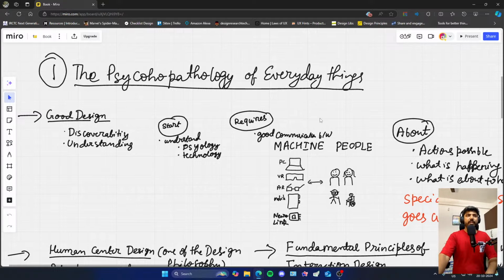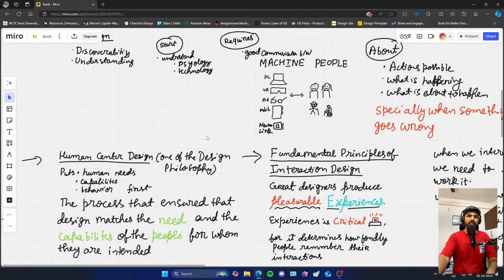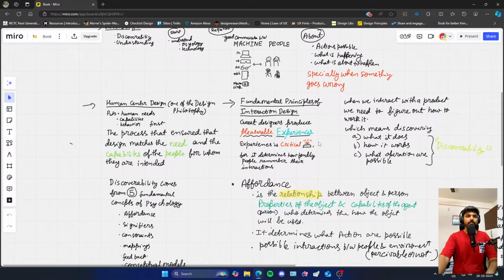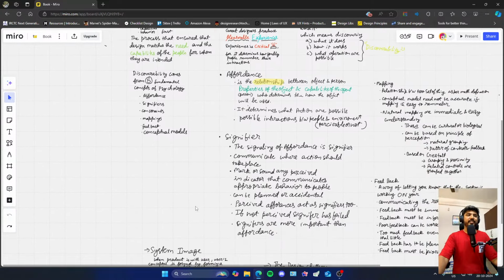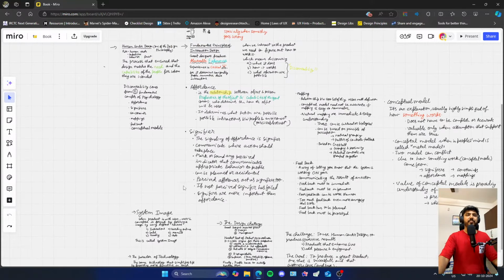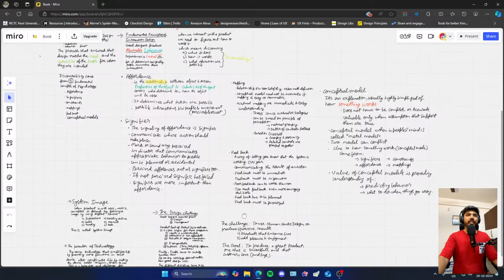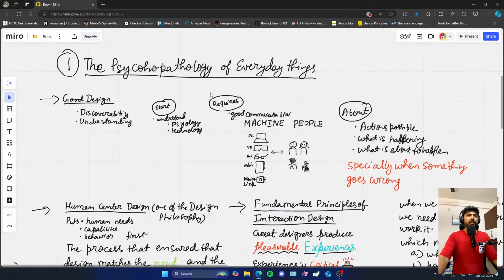So the main topics that he talks about in this chapter are what is good design, what is human-centered design, fundamental principles of interaction design, and, okay, I have to be careful not editing this while showing you guys, system image and design challenges. So we'll start with good design.